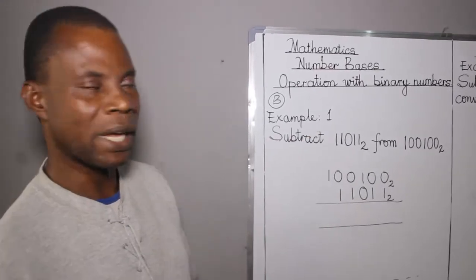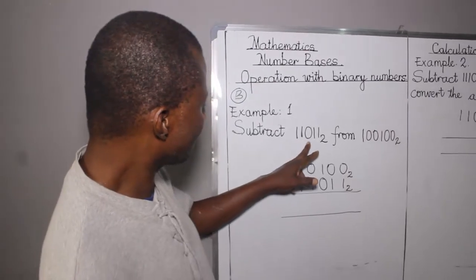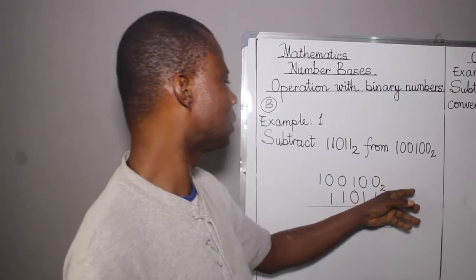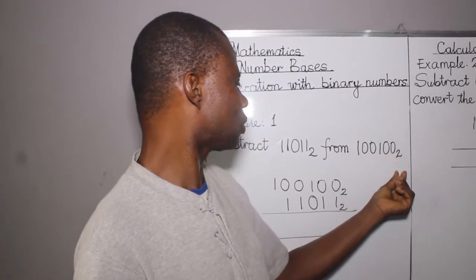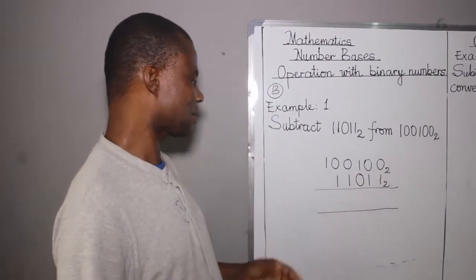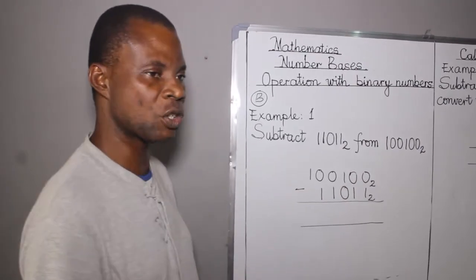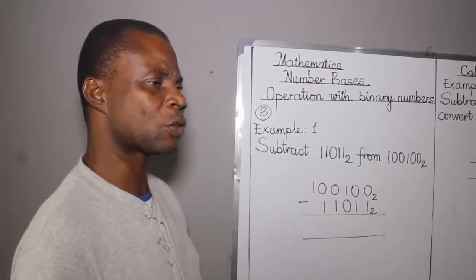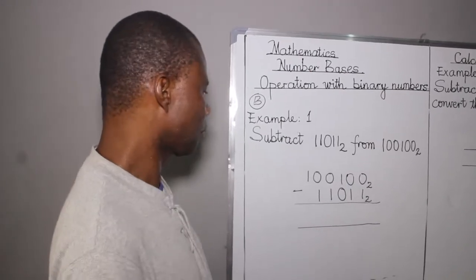In our first example here today, we have 10011 to base 2, to subtract it from 100100 to base 2. Now looking at this, we have this in our vertical arrangement. What do we do when we have to take away a number that is in base 2, that is binary?